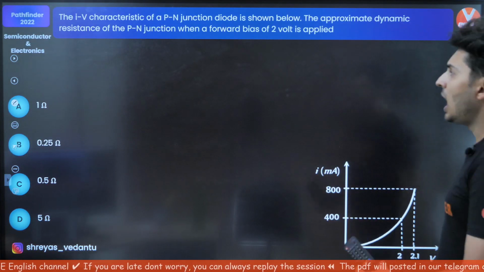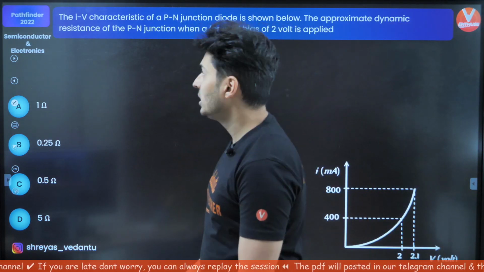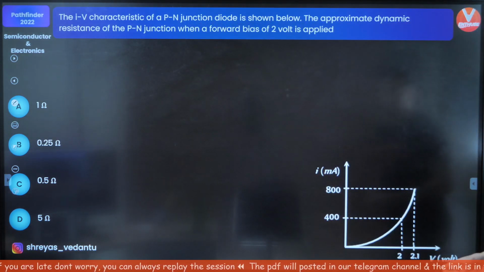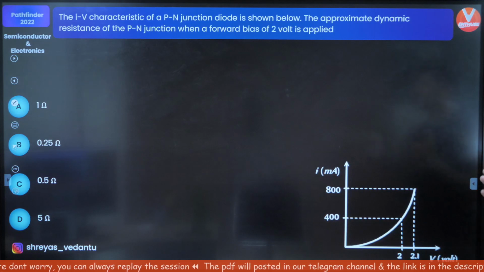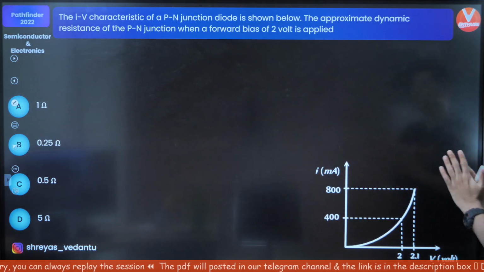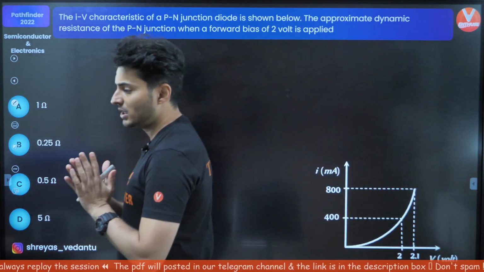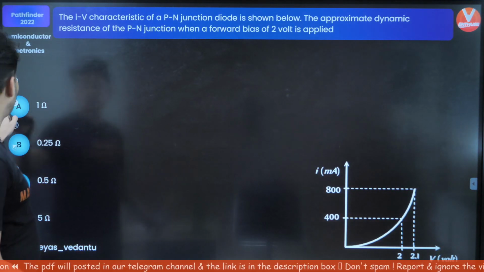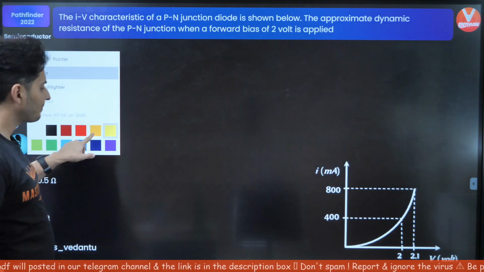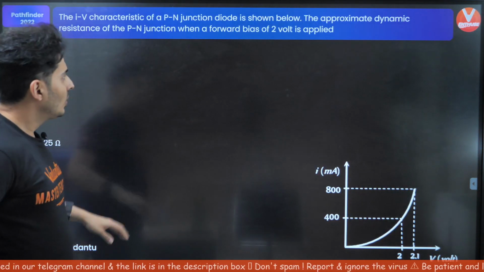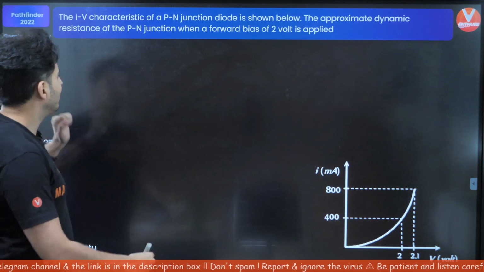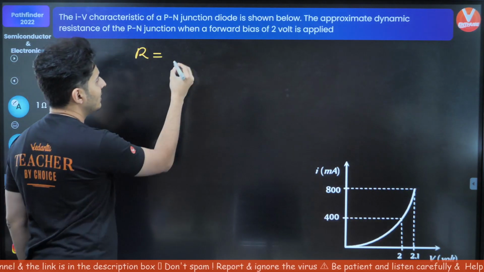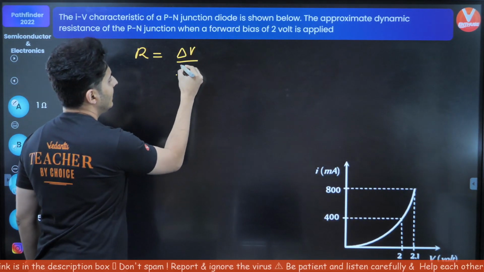Next, the IV characteristics of a PN junction diode is shown below. The approximate dynamic resistance of the diode when a forward bias of 2 volts is applied is how much? Let's try to figure this out. It's not that difficult. The current versus voltage characteristics are given. So the question is, what is the dynamic resistance? I just gave you the formula for dynamic resistance. It is del V by del I.